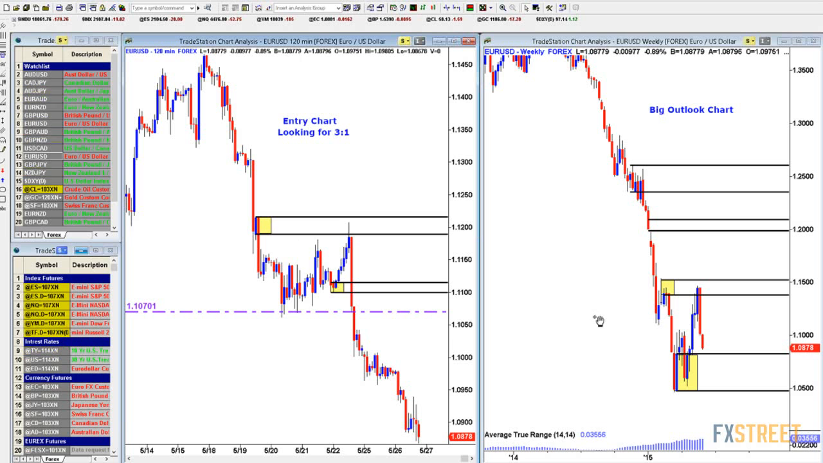But by looking at the big picture chart on the right-hand side, by really looking at that, what we could do here is say to ourselves, well, imagine, what if I got into this trade and all I'm doing is getting on board a move that's already happening?